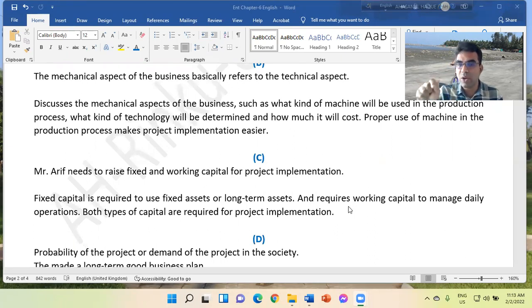It says that for investing in long-term assets, or for acquiring long-term assets, we need fixed capital. Okay, this is required to establish the institution initially. Then working capital is required to manage daily operations. Both fixed and working capital are required to manage operations and for project implementation. That is, both types of capital are necessary for implementing the project.